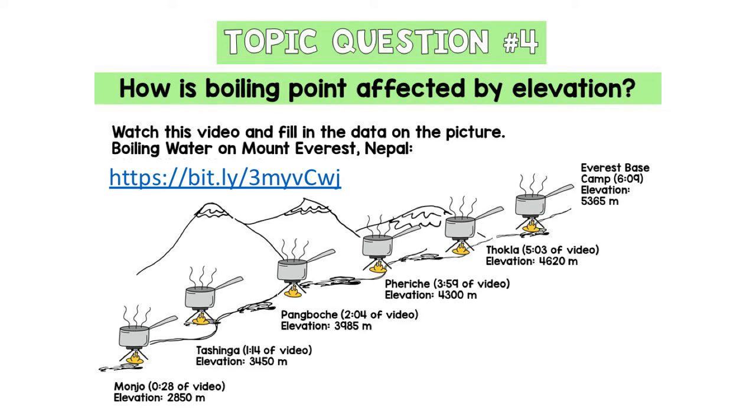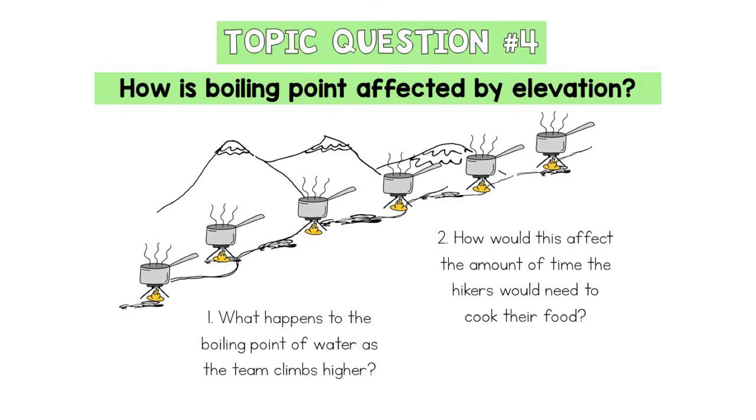Now, pause the video and watch the video linked. Fill in the data in the picture. Boiling water on Mount Everest in Nepal will tell you the different elevations as well as what their boiling point is. You do not have to watch the whole video, just click ahead to the timestamps I gave you and write down the new elevations. So, what happened to the boiling point of water as the team climbed higher? And how would this affect the amount of time the hikers would need to cook their food? Pause the video and make sure you answer both of these questions.